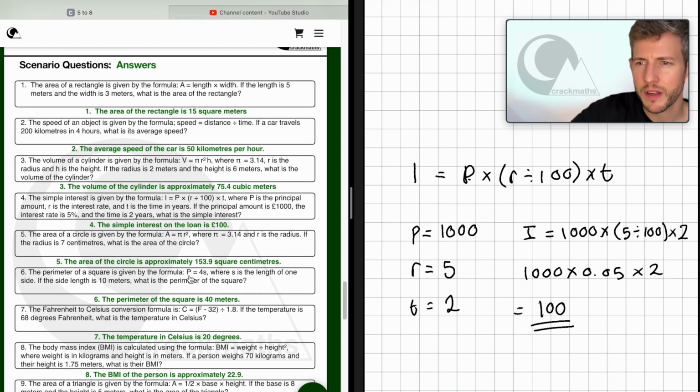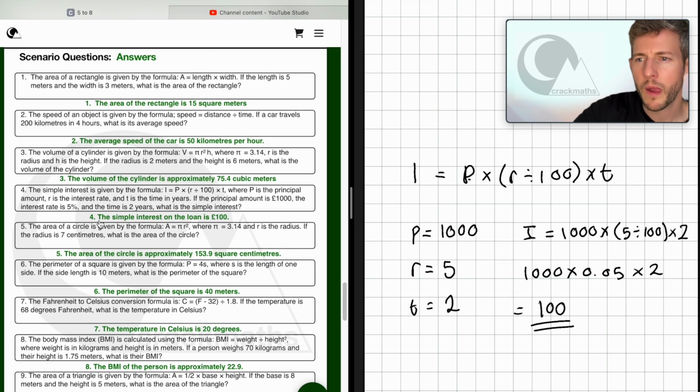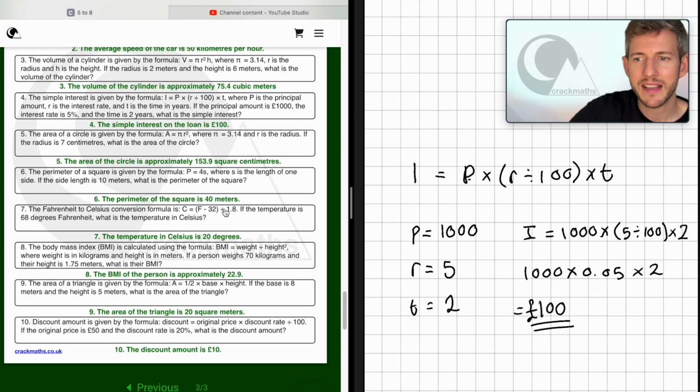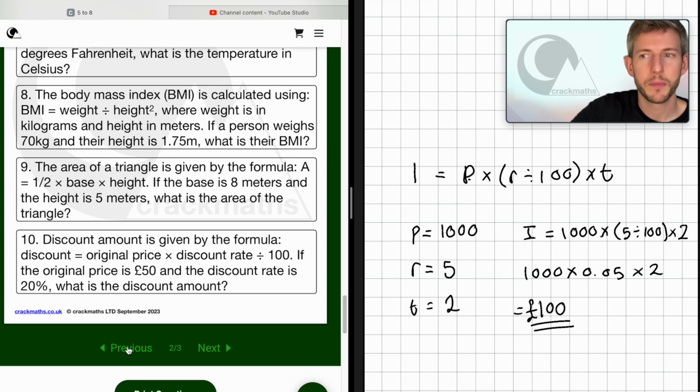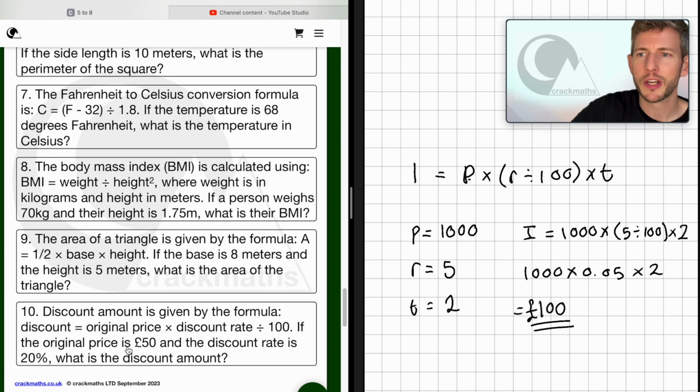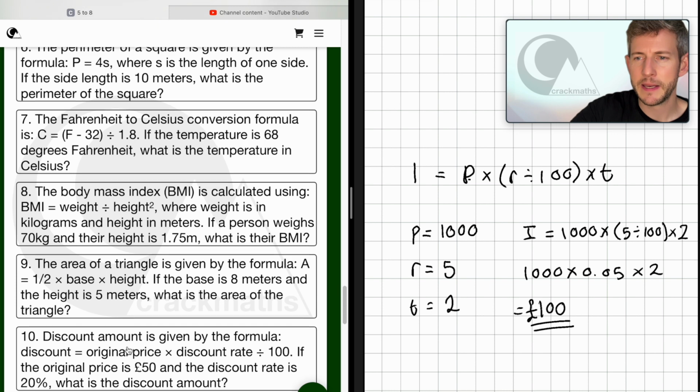So here we go. That was question 4. The interest on the loan is £100. Oh, very sensible. Remember, if it's a scenario question, you need to give your answer as the answer that they want. So that was £100 there because they were asking how much was the interest. So the interest wasn't 100, it was £100. Let's have a look at one of these questions here.